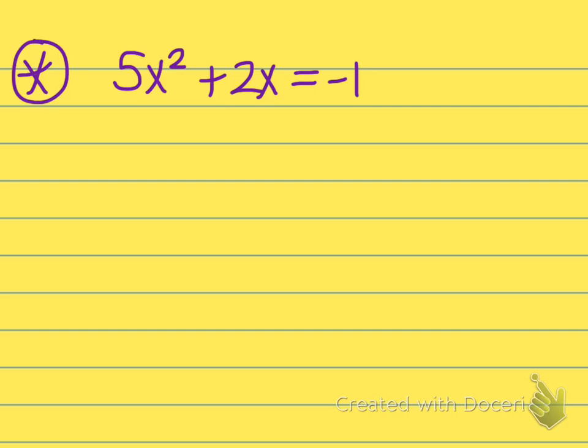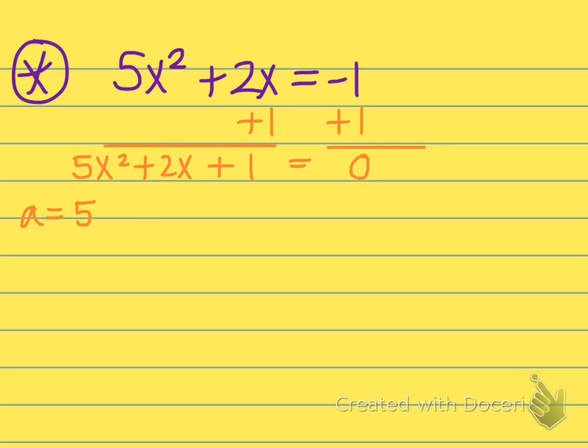Let's try another one. Now notice that this one is not in standard form yet. So if I want it to be in standard form so that I can solve it using the quadratic formula, the first thing I'm going to have to do is relocate this negative 1. So I'm going to move it to the left-hand side with the rest of the terms so I can get a 0 on one side of the equation. So I have 5x squared plus 2x plus 1 is equal to 0. So now that it's in standard form, I can identify that a is 5, b is 2, and c is equal to 1.